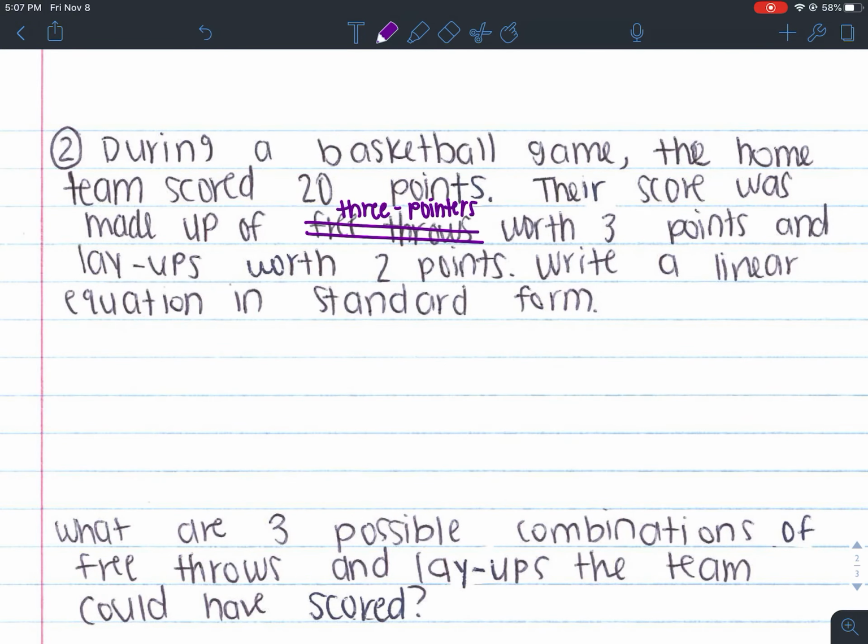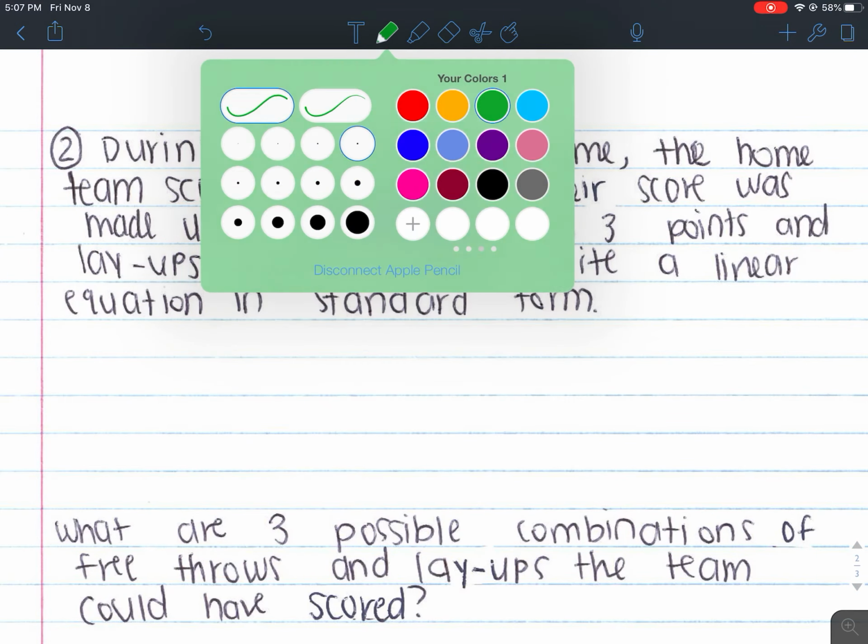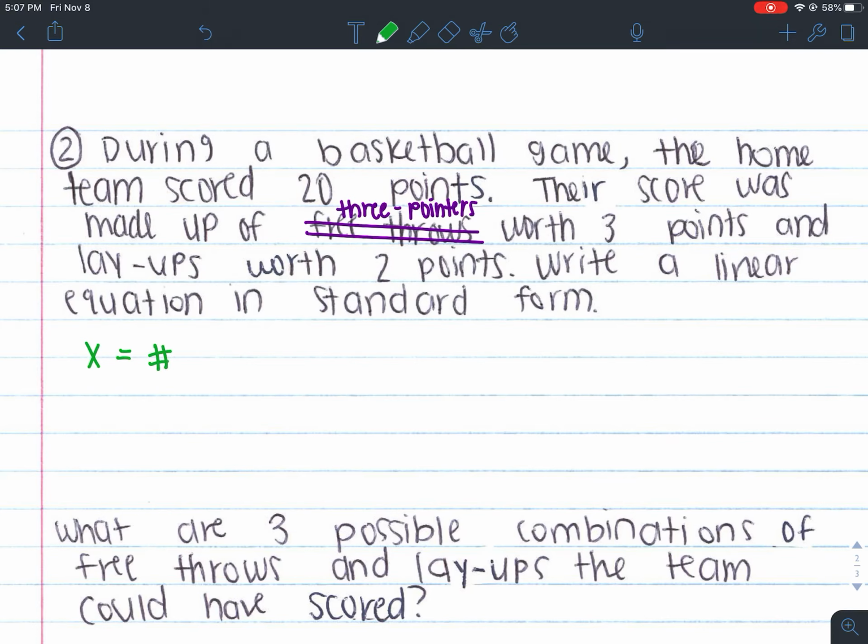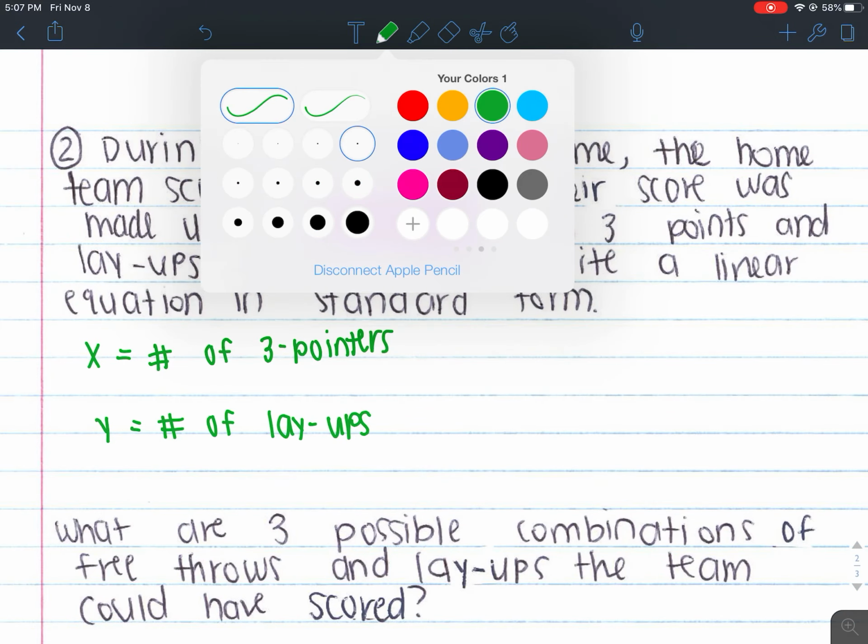So we're talking about a basketball game, and there are 2 ways you can score. You can either score by having 3-pointers, or you can score by having layups. So those are going to be our 2 variables. Remember, your variables are the things you don't know. We know how much they're worth, but we don't know how many we scored. So let's make our X value the number of 3-pointers. And let's go ahead and make our Y value the number of layups, because we're comparing the layups to the 3-pointers.